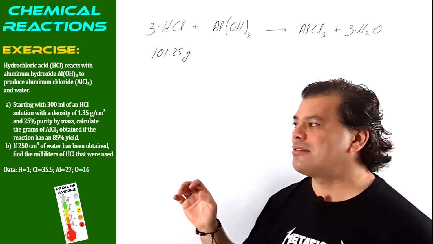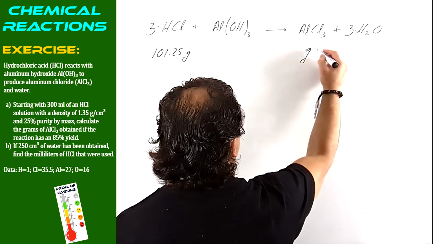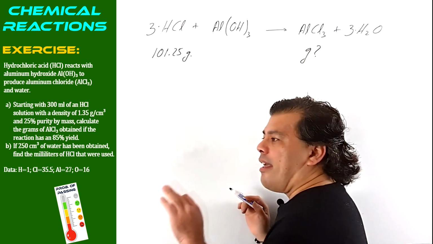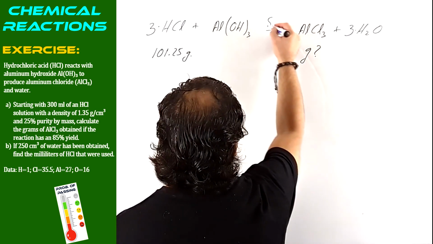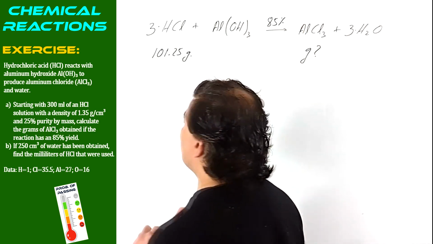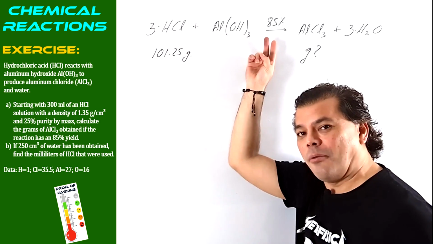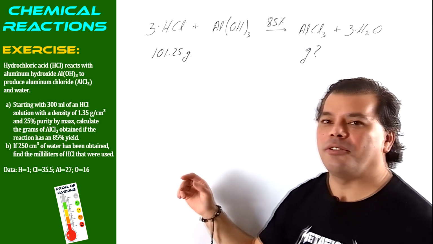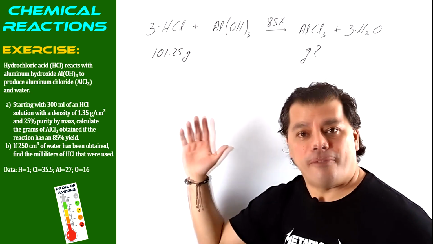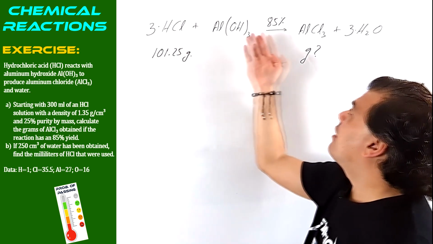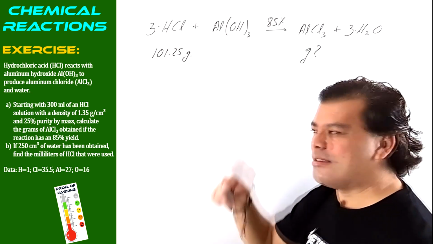And section A says, calculate the grams of aluminum chloride, if our reaction has an 85% yield. 85% yield. This is the most important thing that I want to show you on this problem. And what are we going to do? The first thing we're going to do is to place properly our conversion factors in order to calculate the theoretical grams of aluminum chloride. Let's do it.